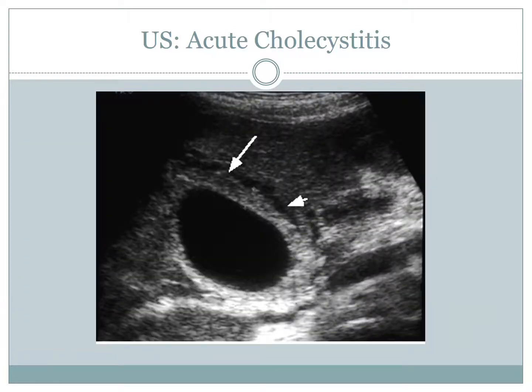Here's another picture of acute cholecystitis. This is a better picture of what pericholecystic fluid looks like, where the arrows are. It's just kind of edema of the wall, and you know that it's infected.